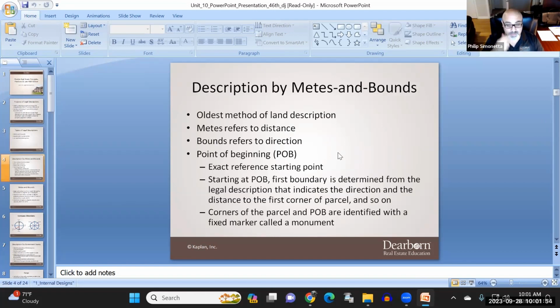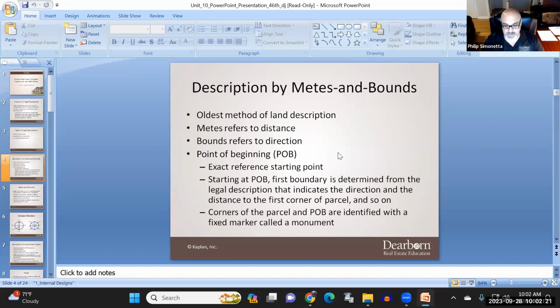The way you can remember metes and bounds is that it's the oldest method of land description. Metes refers to distance, bounds refers to direction. And the point of beginning is referred to as the POB in the explanation of the property. So the point of beginning is the exact reference starting point.